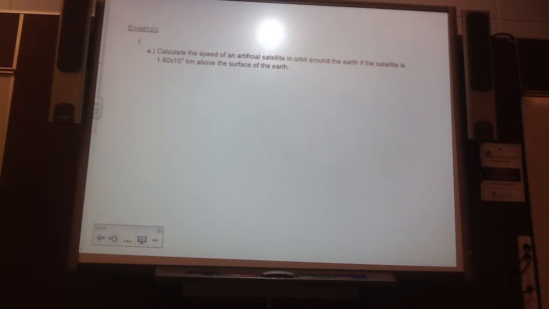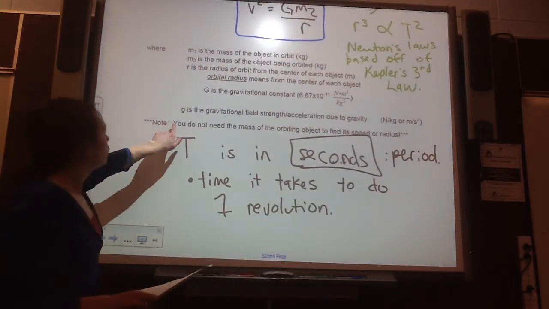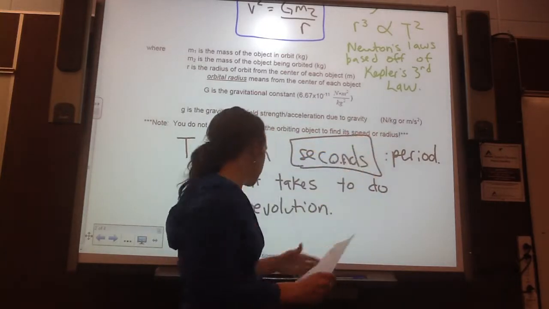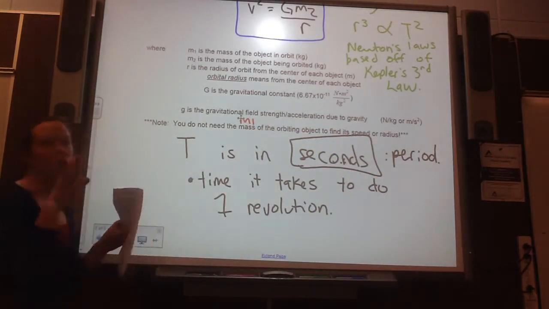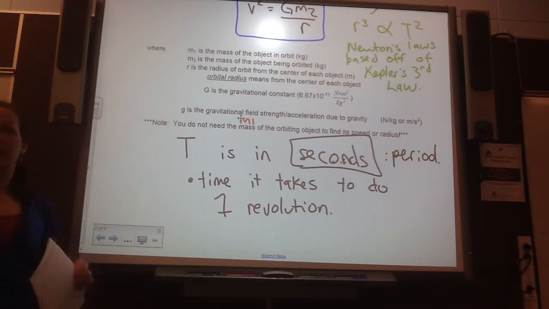Okay, calculate the speed of an artificial satellite in orbit around the Earth if the satellite is 1.6 times 10 to the 3 kilometers above the surface of the Earth. Here, you do not need the mass of the orbiting object to find its speed. That's M1, right? You don't have to know the mass of that thing to figure out the speed, because the centripetal force is going to be the same regardless of what that mass is.